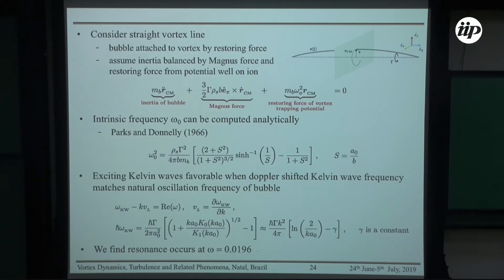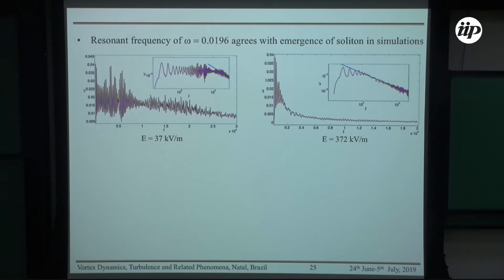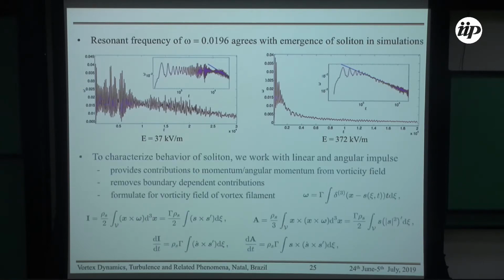And if you do the calculations, then in our non-dimensional units, this comes out to be of the order of 0.02. And we compared this with the numerical simulations where we basically calculated the precession frequency of the ion around the soliton. And you see that it initially begins to grow the soliton when omega becomes of the order of the same value, 0.02. And it's the same value whether you're at low electric fields or at high electric fields. It's the same number here. So the onset for the creation of solitons is well described by this mechanism.